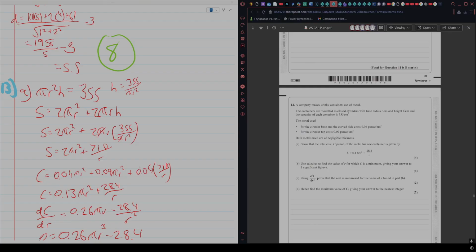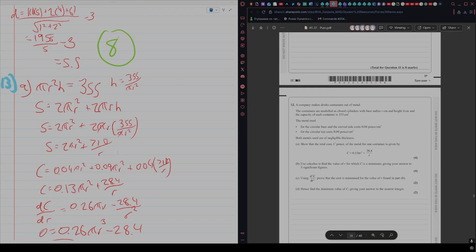You substitute that into h, and then multiply by 0.04. Sorry, you don't add 0.04, you just multiply it by 0.04, because it's 0.04 pence per centimetre squared. Then you simplify a bit, and it gives you this. It's a bit complicated because they split the side of the cylinder into the top face and the bottom face, so you have to do different things. So you just split the 2 pi r squared into the 2 different pi r squareds to find the surface area of the cylinder, if that makes any sense.